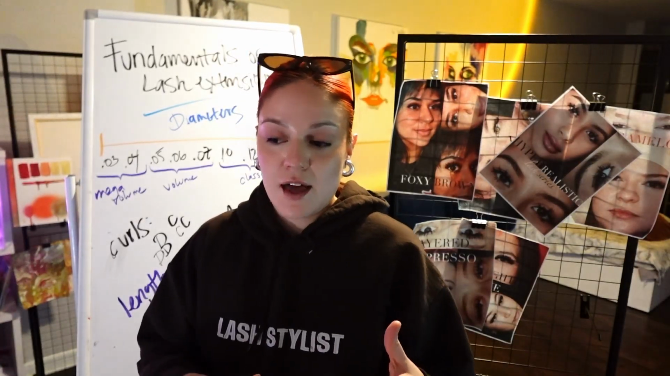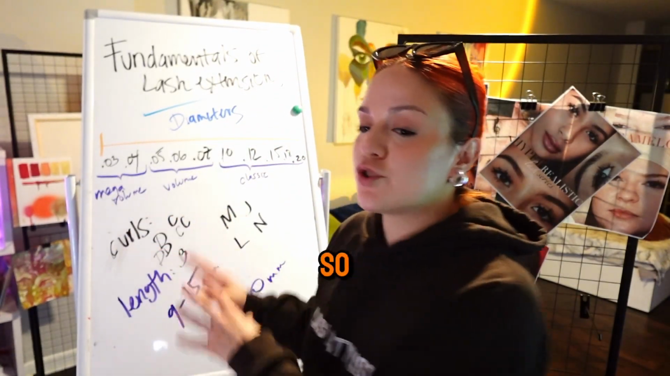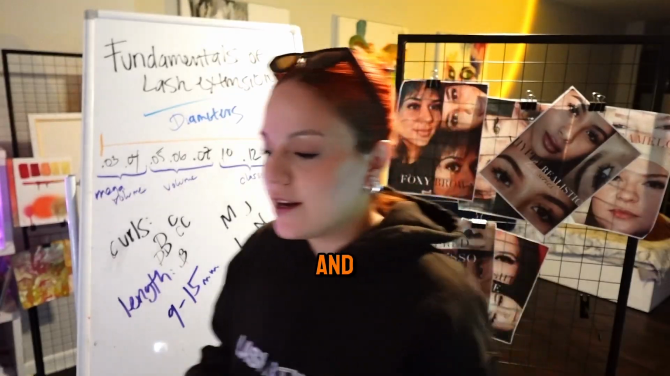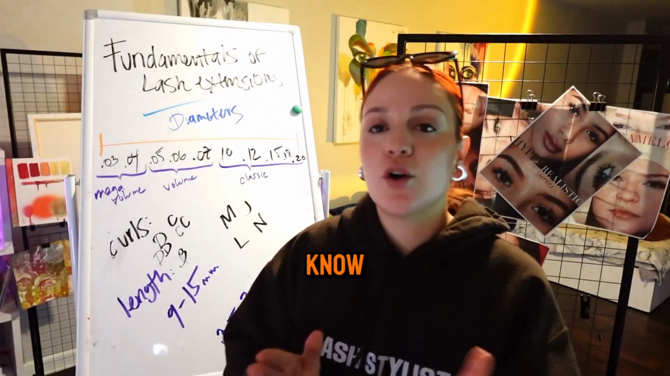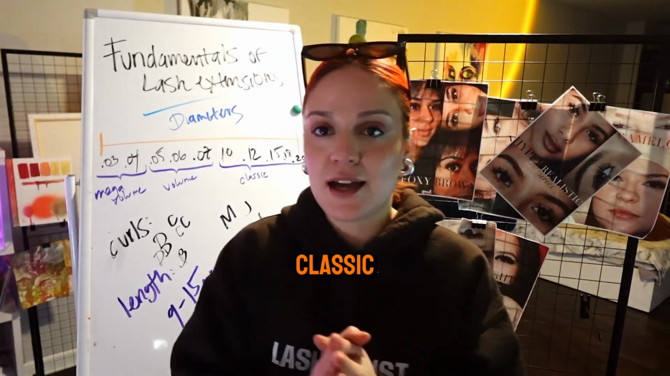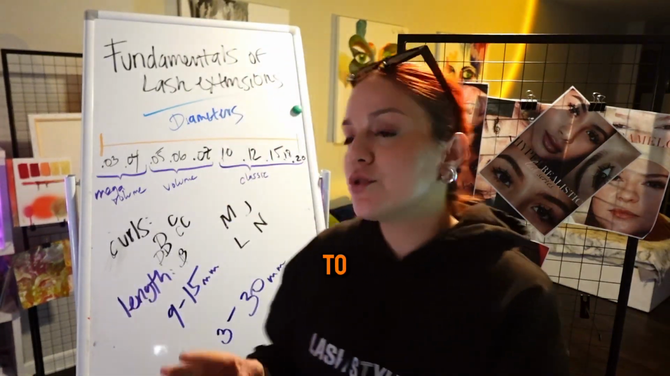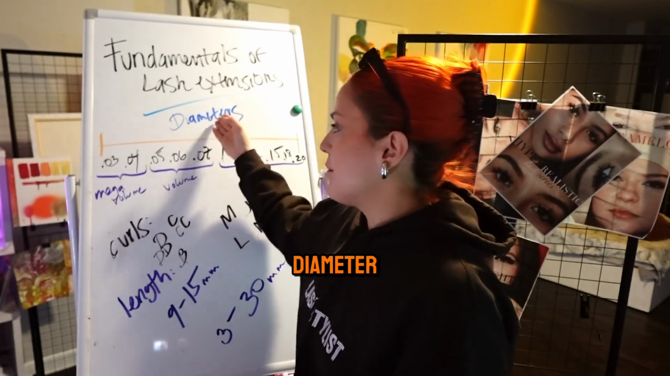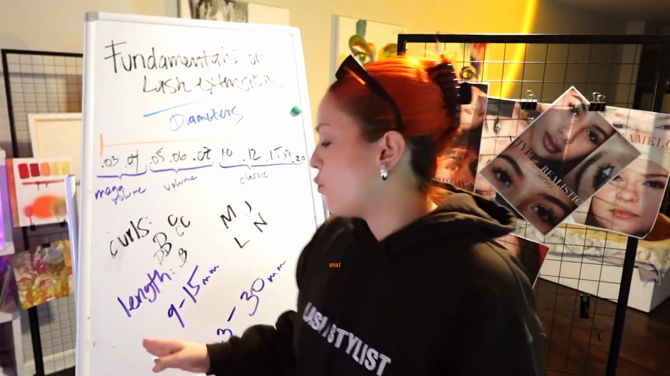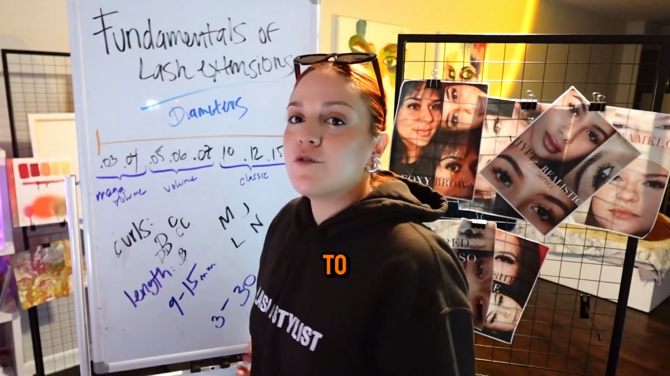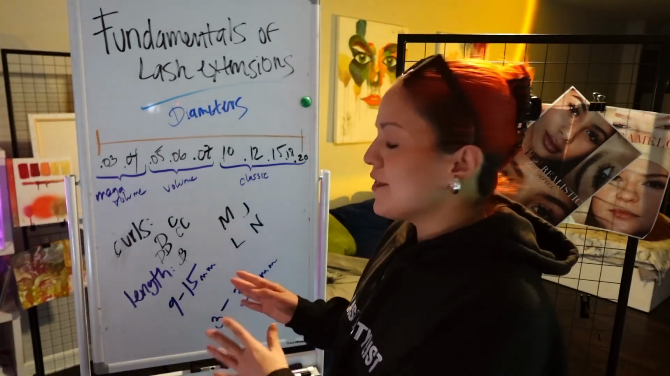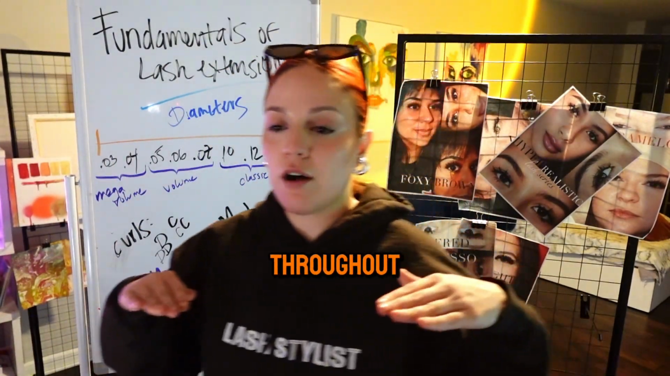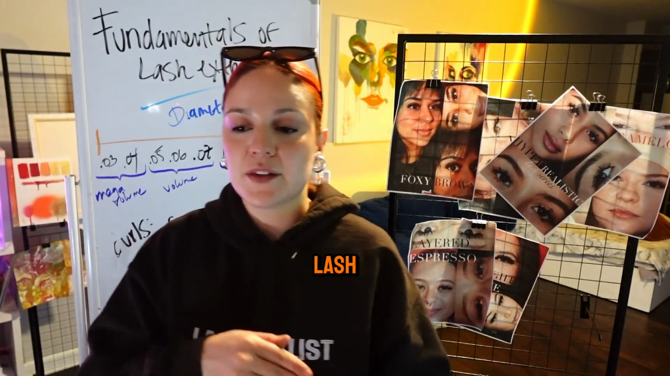However, as everything else has evolved, so have lash styles. And I believe we're gonna cover that in the next module. But just know that when we talk classic, hybrid, and volume, you need to know where it falls in diameter, what curls you're going to use, and what length. If you're going to venture out in the lengths that are gonna be longer, then you have to understand that you can't really use those lengths all throughout the lash line.